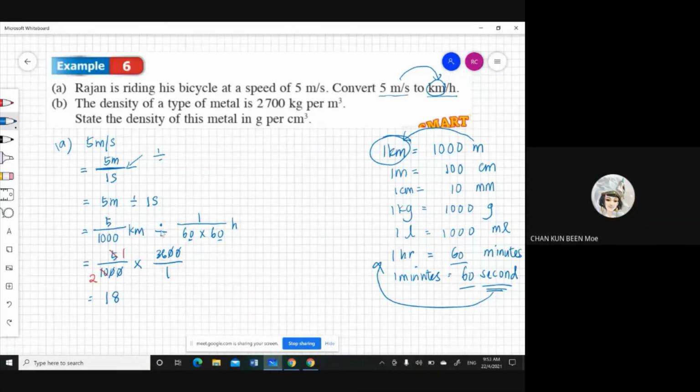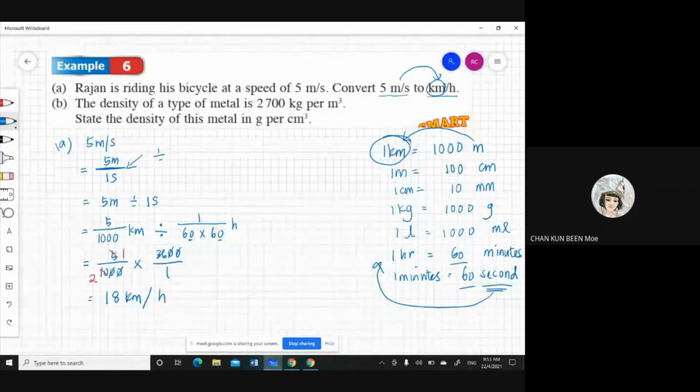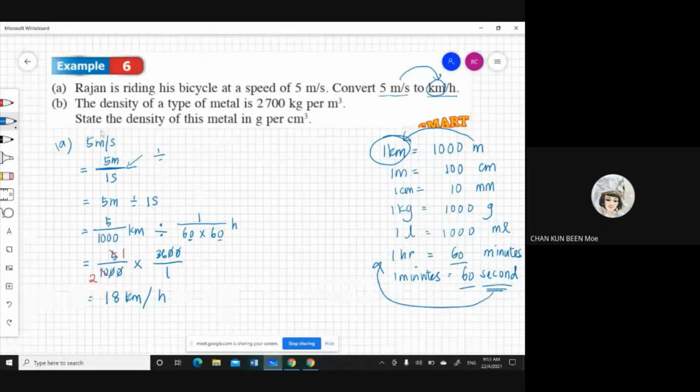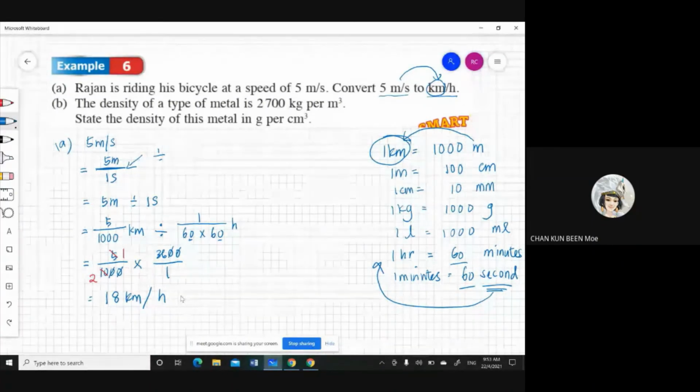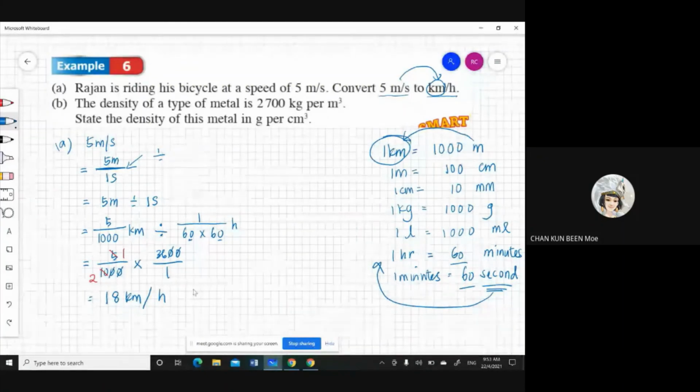Then you find the unit given. This is kilometer. So 18 kilometers. Divide means per. So at the back, the unit is hour. So we got it already. 5 meters per second is equal to 18 kilometers per hour. Okay. So now we move on to the next question over here.